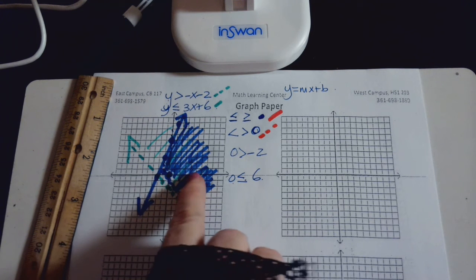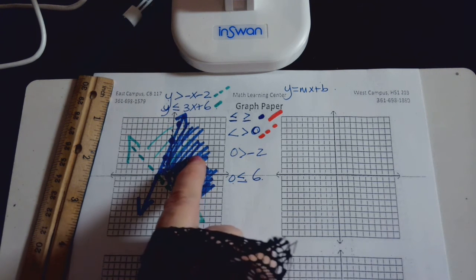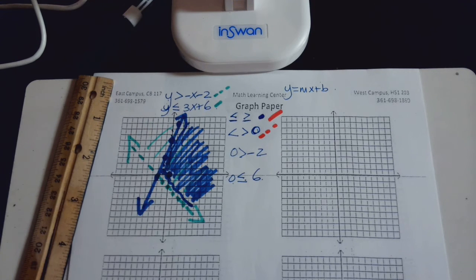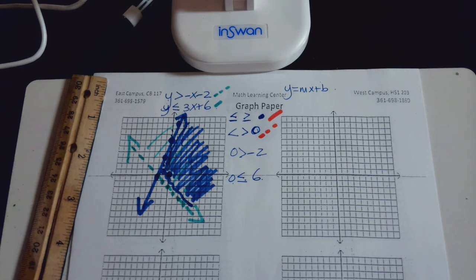So that means if I picked any number here, 5, 4, it would be true for the first and it would be true for the second. So that's what they're trying to show you by looking at that graph. Okay, so let's go ahead and do one more.